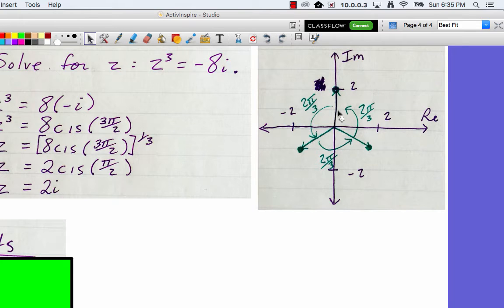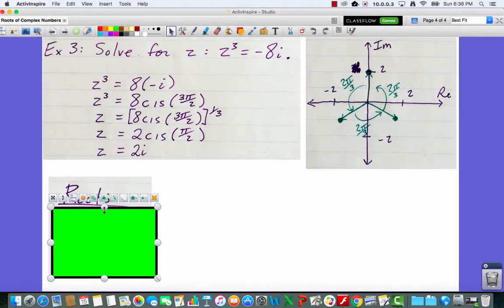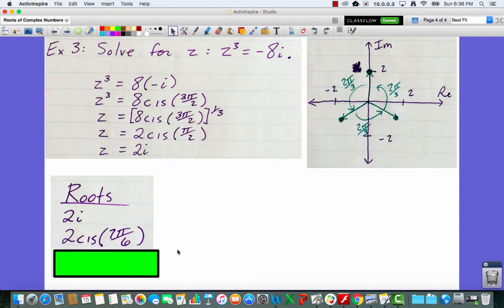We want to rotate however far we need to so that our solutions are equally spaced, this time around a circle of radius 2. So, we're going to rotate 2 pi over 3 from our initial solution, which was up at 2i. That puts us right here. And rotating again 2 pi over 3, that puts us right here. When we're rotating, we're really just adding 2 pi over 3 to whatever argument we started with, and then doing that again until we have the number of roots that we need. Adding 2 pi over 3 to pi over 2 gets us 7 pi over 6. Adding 2 pi over 3 to 7 pi over 6 gets us 11 pi over 6.